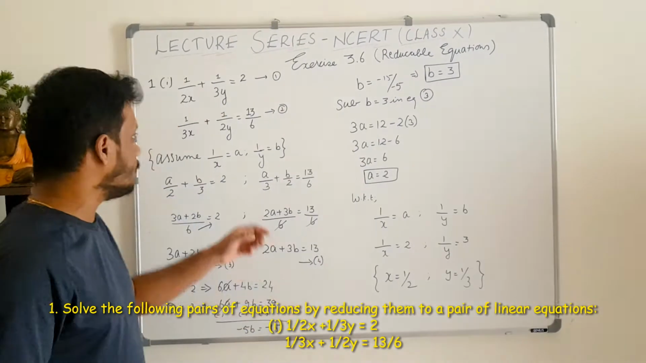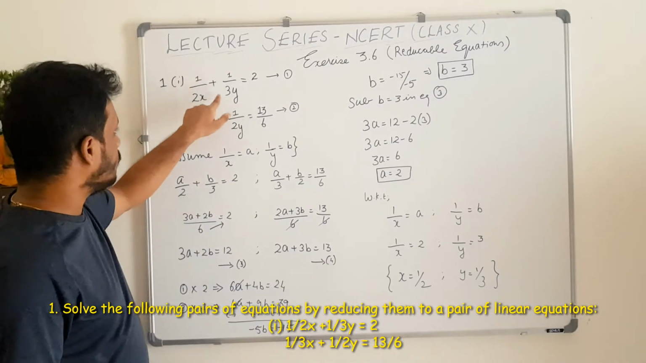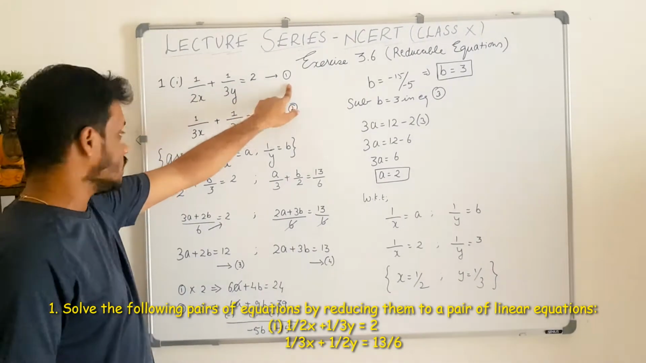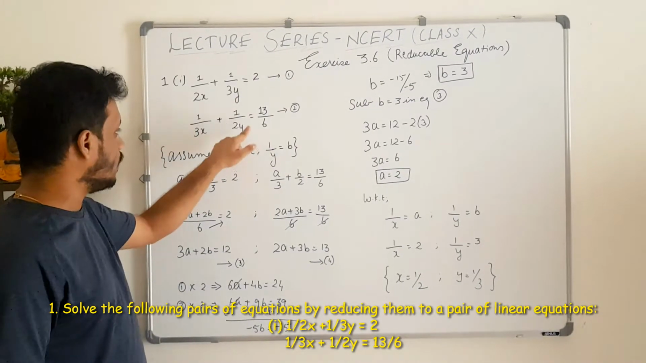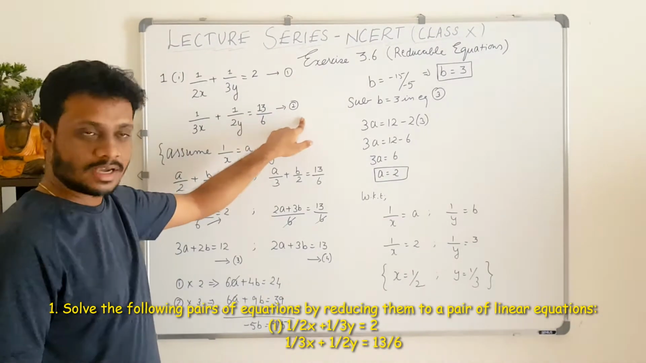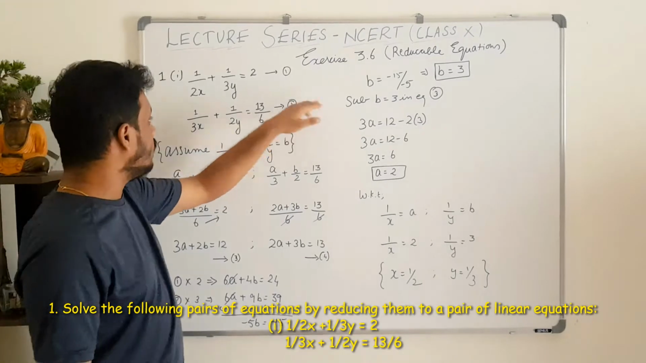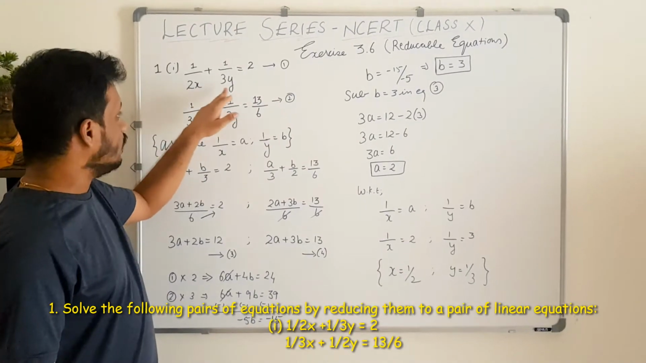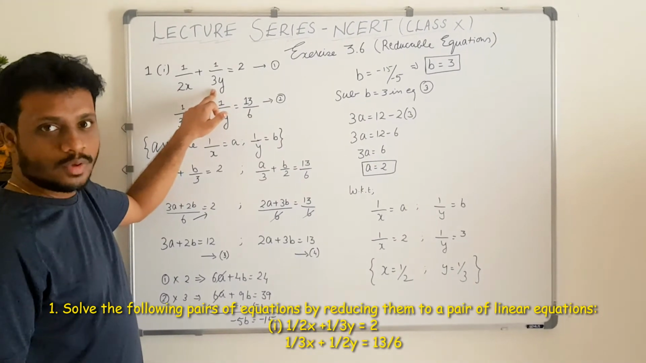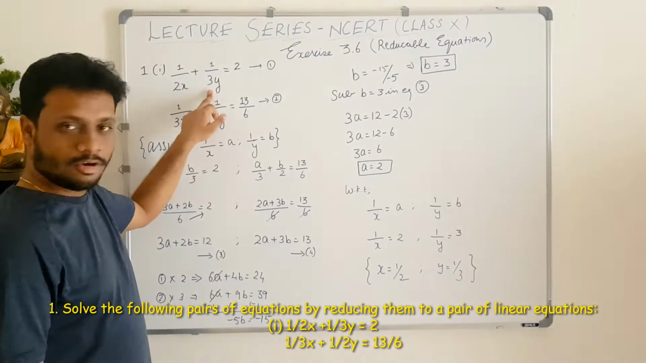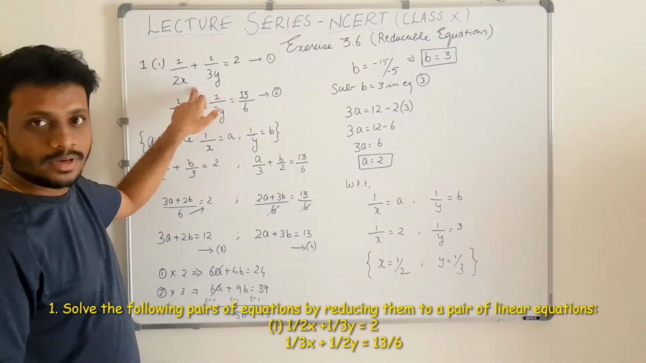So the first example is 1 by 2x plus 1 by 3y equal to 2, that's given as the first equation. Then 1 by 3x plus 1 by 2y equal to 13 by 6 is given as the second equation. We know that when the variables are in the denominator, we do not know how to solve it. So we make a small arrangement in these kinds of problems to convert this into a proper linear equation form.